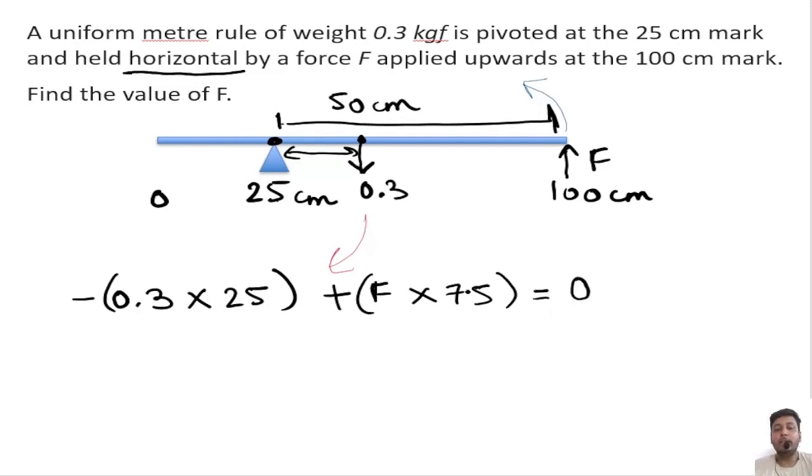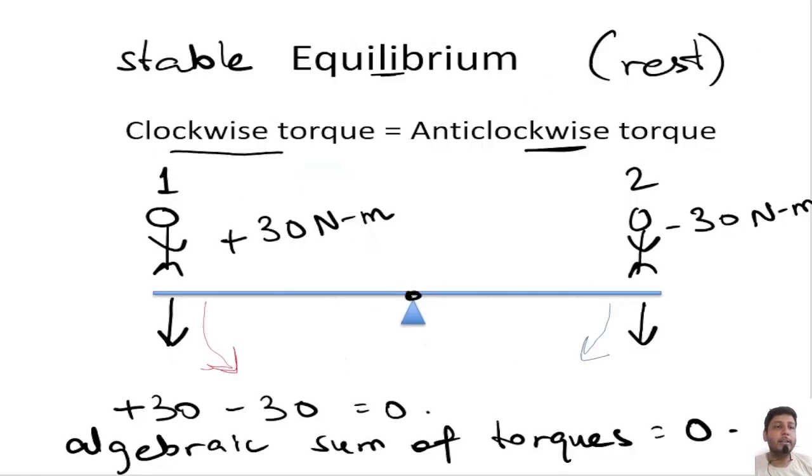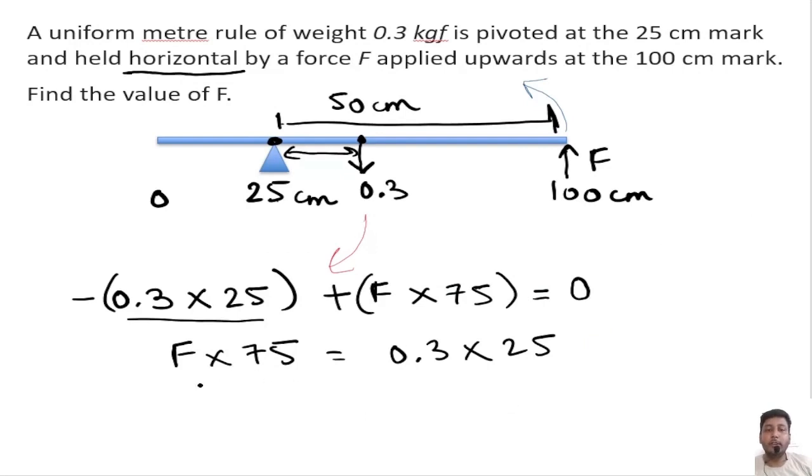Now let us solve this equation for F. I can take this part to the right hand side. So it gives F multiplied by 75 is equal to 0.3 multiplied by 25. You can see this becomes the same as our stable equilibrium condition: clockwise torque is equal to anti-clockwise torque. Here this is the anti-clockwise torque and this is my clockwise torque, so they both are equal. Now let us solve this.